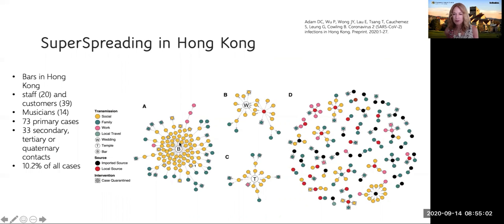However, it's a little bit difficult for the epidemiologist to determine the actual chains of transmission because of the many bar cases. But the earliest reported exposure was on March 7 among two customers who later presented with the symptoms, and then among two staff members. And then of the 73 primary bar cases, there were 39 customers, 20 staff, and 14 musicians infected, while the 33 other infections were secondary, tertiary, quaternary. And I'm drawing attention to this spreading event because there were musicians involved in the transmission, and there's not many that are reported other than from singing. This single outbreak accounts for 10% of all cases in Hong Kong, regardless of the source.